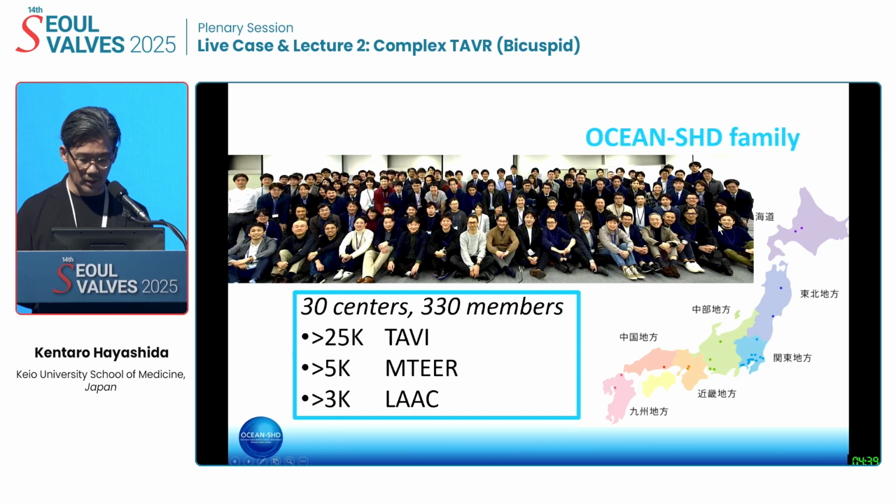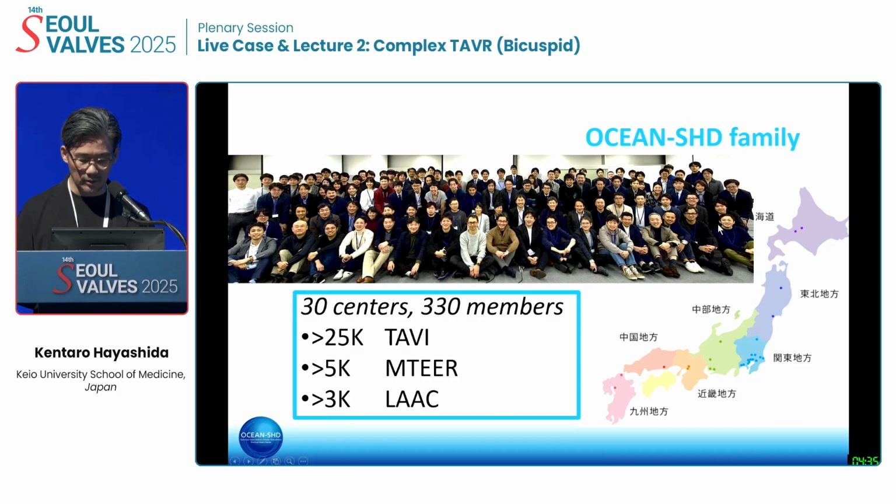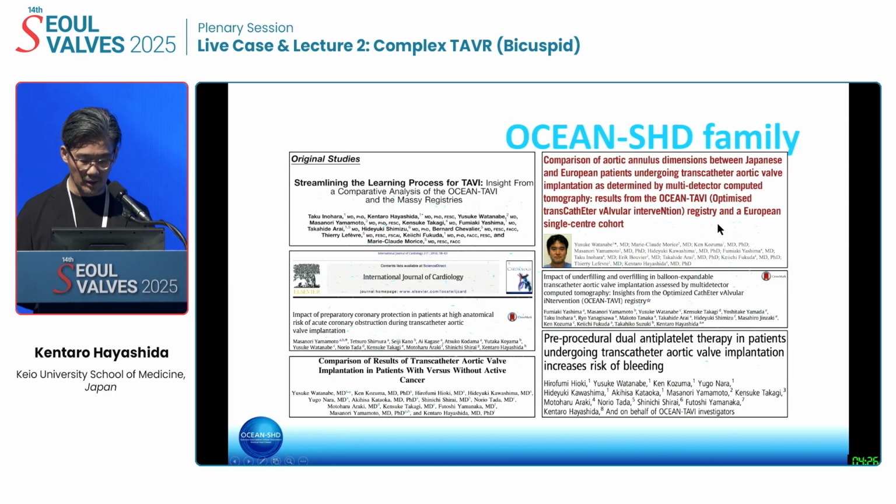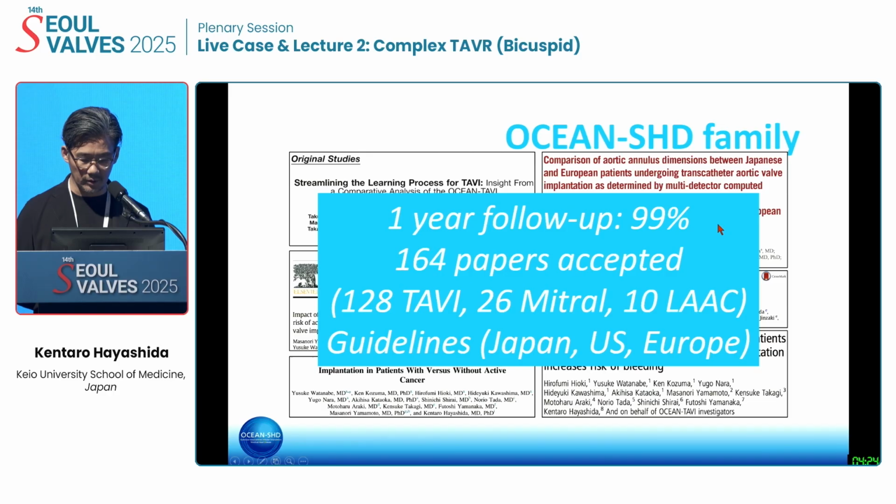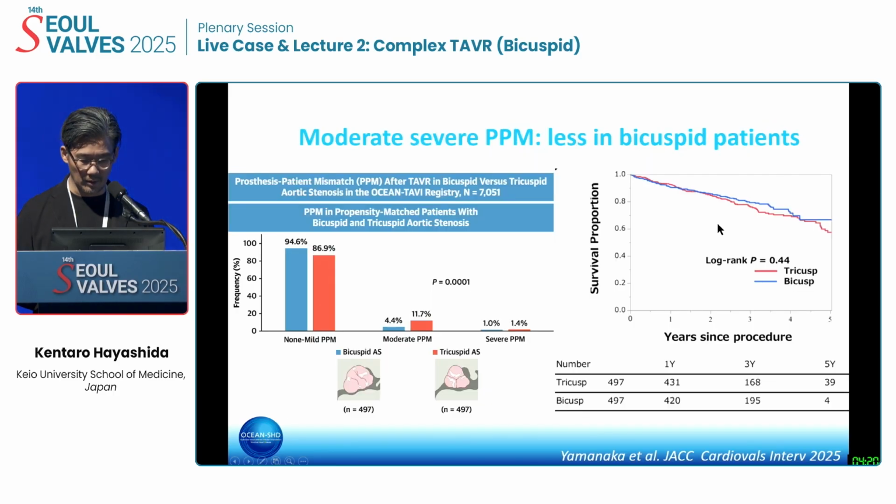And we have the OCEAN family, including 30 centers, and we had already enrolled more than 25,000 TAVIs by the end of last year. And we have published more than 160 papers so far, including 128 papers on TAVI.